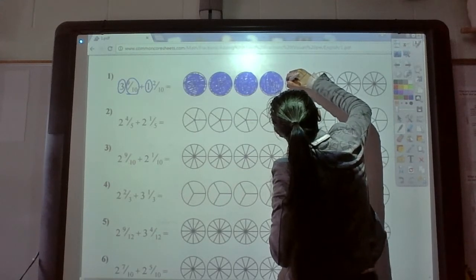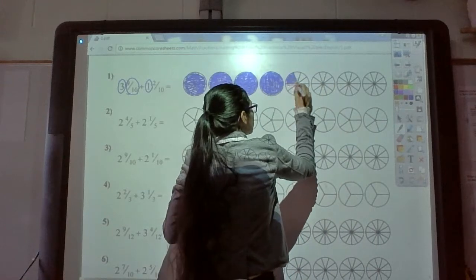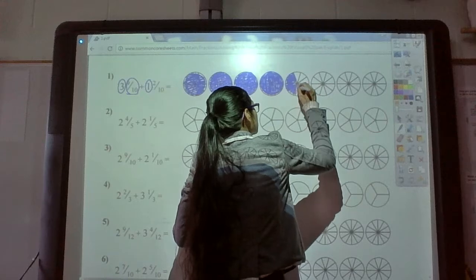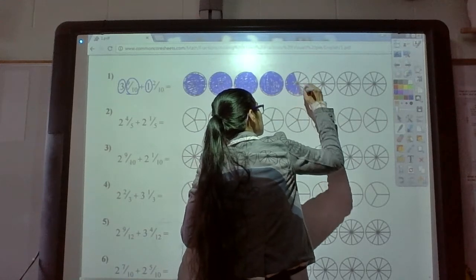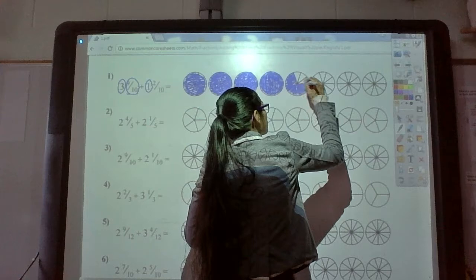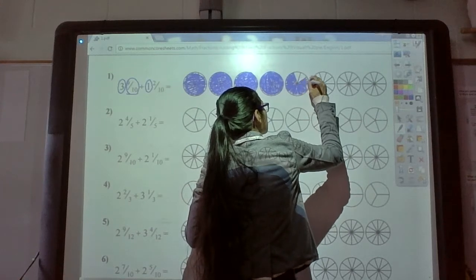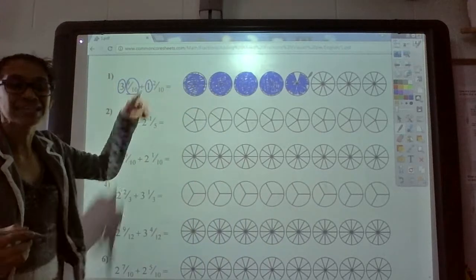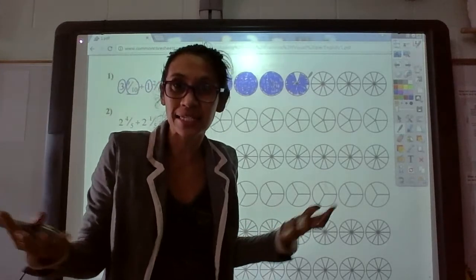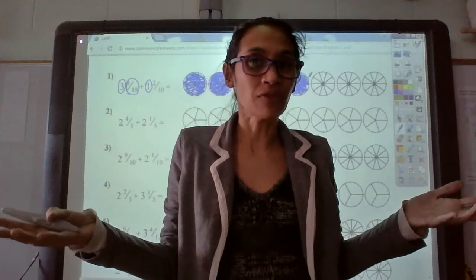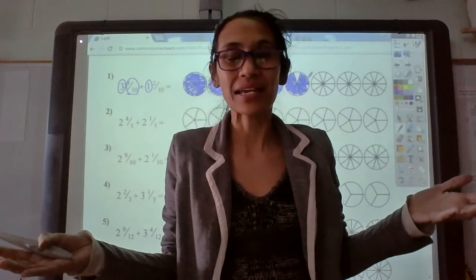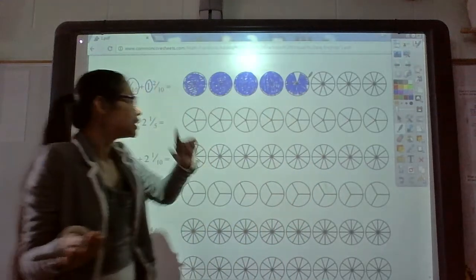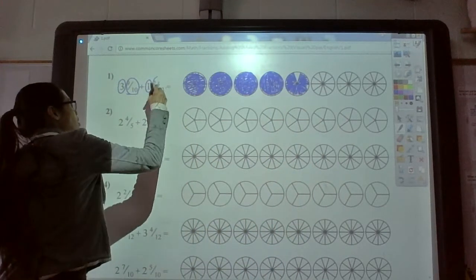1 piece, 2 pieces, do you see that? 2 pieces, 3 pieces, 4 pieces, 5 pieces, 6 pieces, 7 pieces, 8 pieces, and 9 pieces. Now, you know when it says 9/10, if there are 10 pieces and we shaded 9, how many is left not shaded? Subtract it. 1 is left not shaded. So look at our picture. You see that?